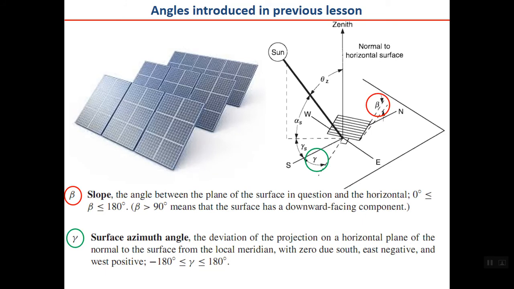If you remember from a previous lesson, we introduced two angles, as you can see here in the picture. The first is slope. Slope is the angle between the panel or collector and the horizontal, and is shown by beta in this course. The other was gamma, which shows the direction of the solar panel or solar collector, and the reference, as we may remember, is true south, east negative, west positive.